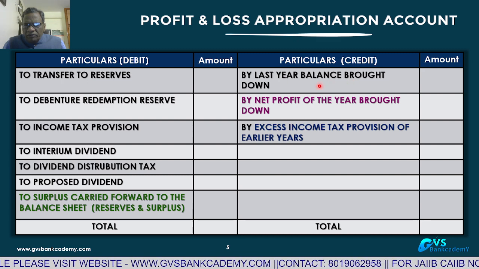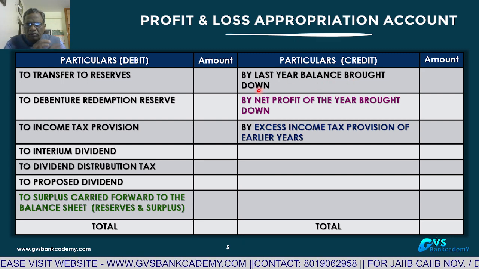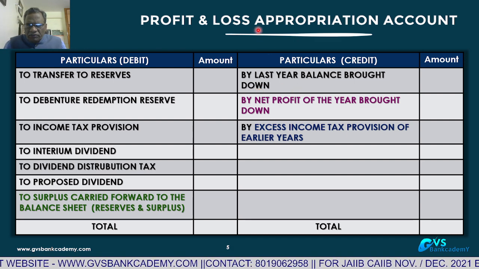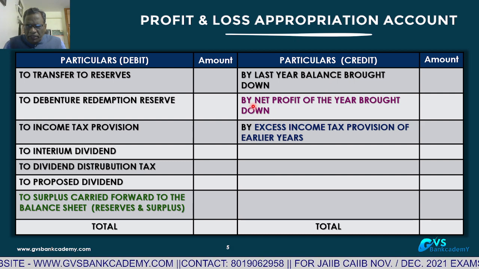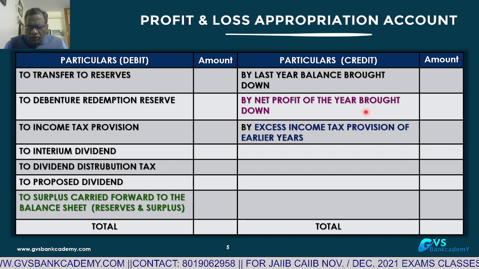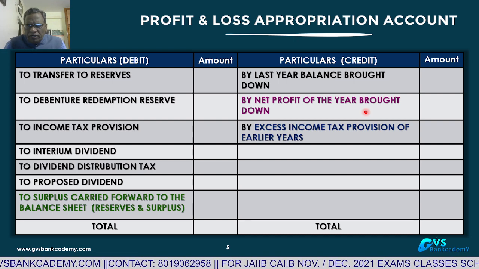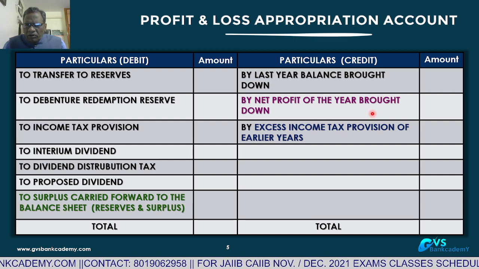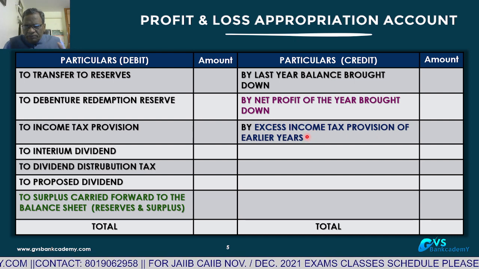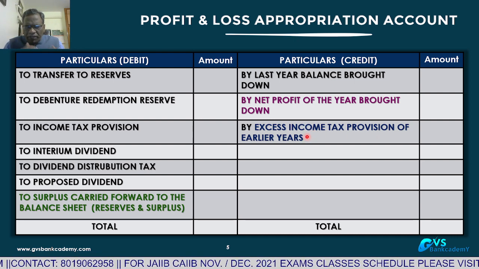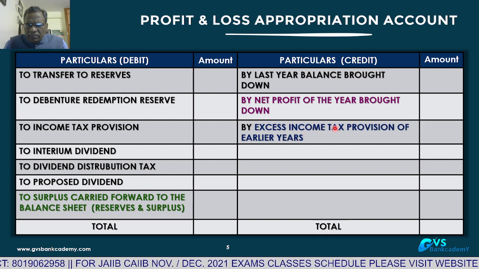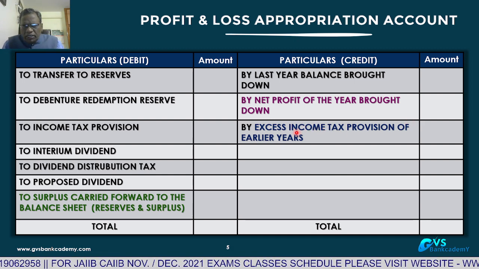By last year balance brought down. Any previous year remaining surplus balance in P&L, we can transfer to the P&L appropriation account. By net profit of the current year, this year's net profit is also brought down from P&L, plus by excess income tax provision of earlier years. In earlier years, we had paid excess income tax. In the current year, we are getting it back. That is called excess income tax provision of earlier years, which you have received during the current year.